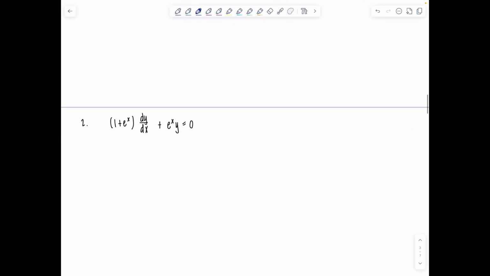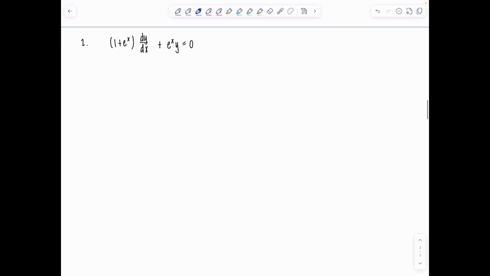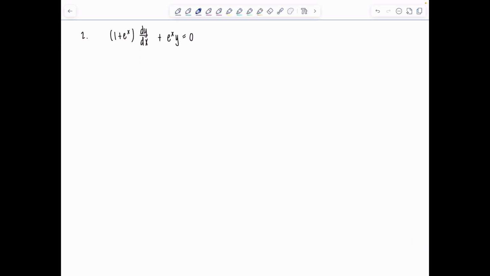Okay. Here's another. We have 1 plus e to the x dy dx plus e to the x times y equals 0. I want to point out this differential equation is both separable and linear. I solved it both ways, but I'll just do the linear method for you now. Let's see. To get it in standard form, I need to isolate dy dx. So let's divide everybody by 1 plus e to the x, and then I think we'll be there. Do you know what I mean? So dy dx plus e to the x over 1 plus e to the x times y equals 0.